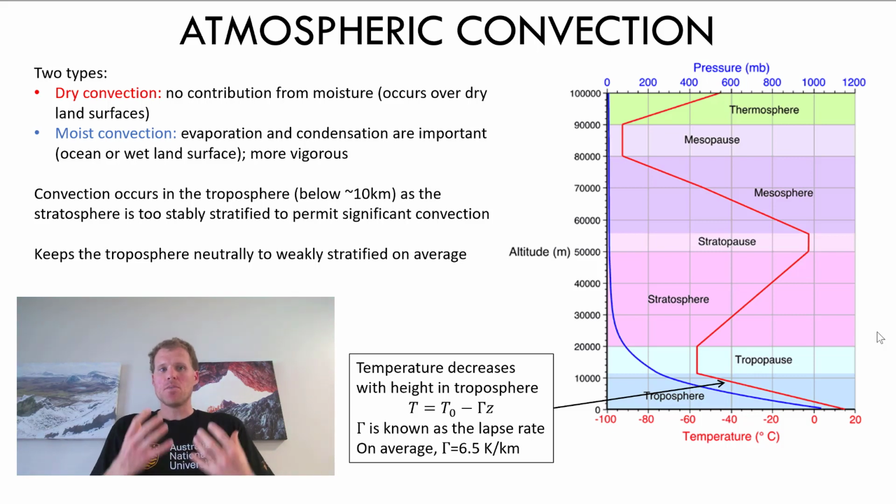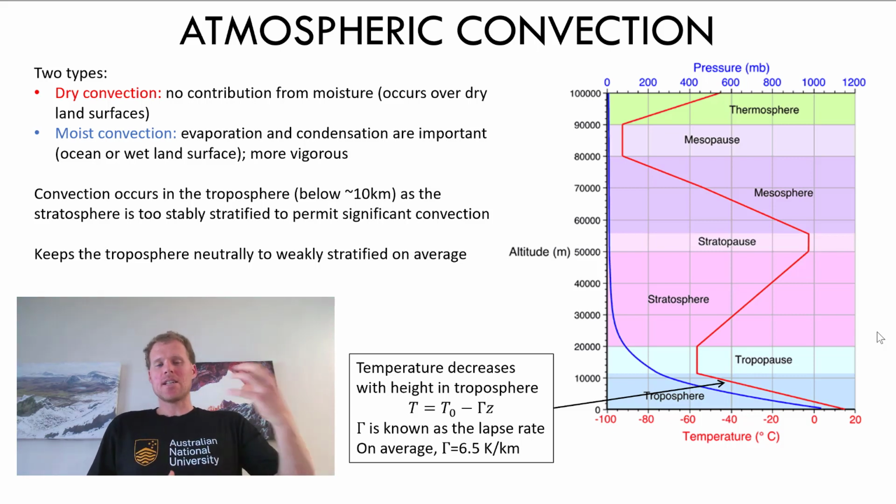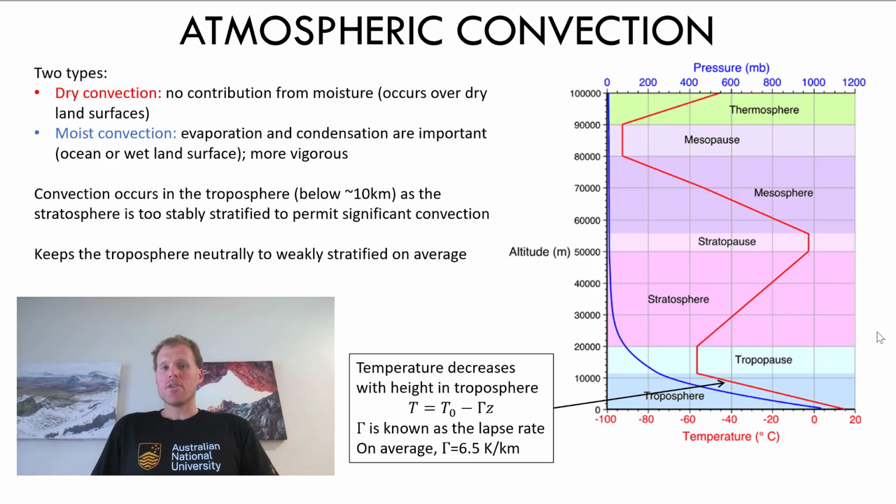And because you have the moisture, which can evaporate and then condense in the atmosphere, when it condenses, it releases heat, and this drives further convection. So as a result, moist convection tends to be much more vigorous. So we're going to consider these two things in order. We'll start with the dry case because it's simpler, and then go on and consider moist convection.